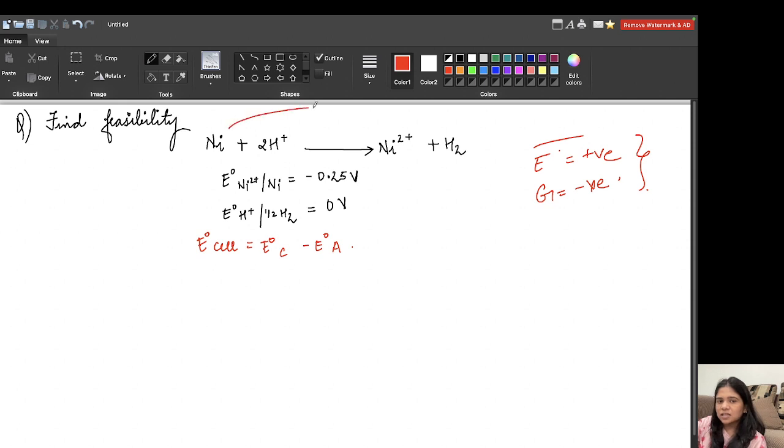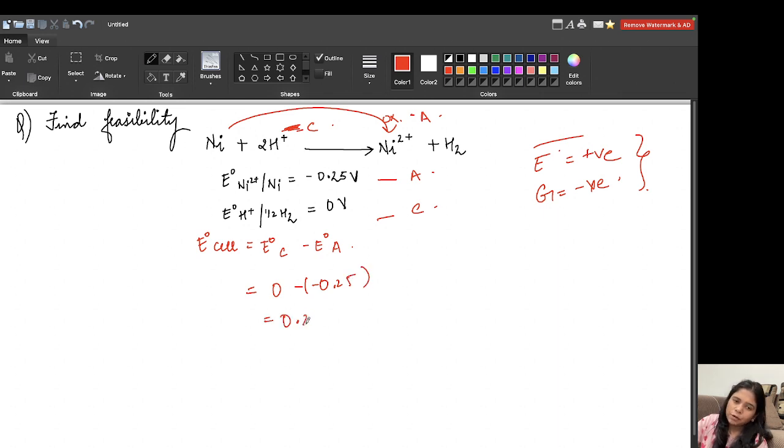Can you see nickel is giving oxidation? Whatever is giving oxidation, that's your anode. So this is your anode and hydrogen will be your cathode, the other one accepting electrons. So reduction happening, so this one will be your cathode. So 0 minus of minus 0.25, which is equal to 0.25. So this is plus 0.25. E value is becoming positive. That means the reaction is feasible.